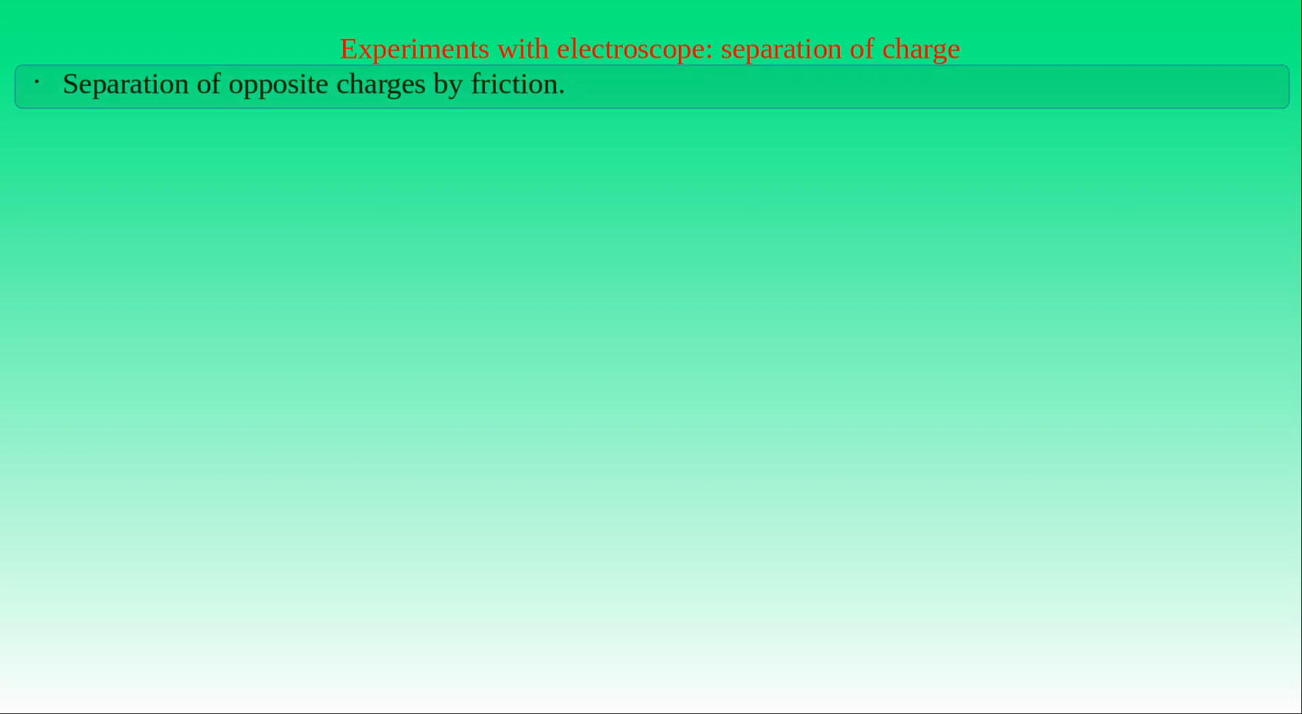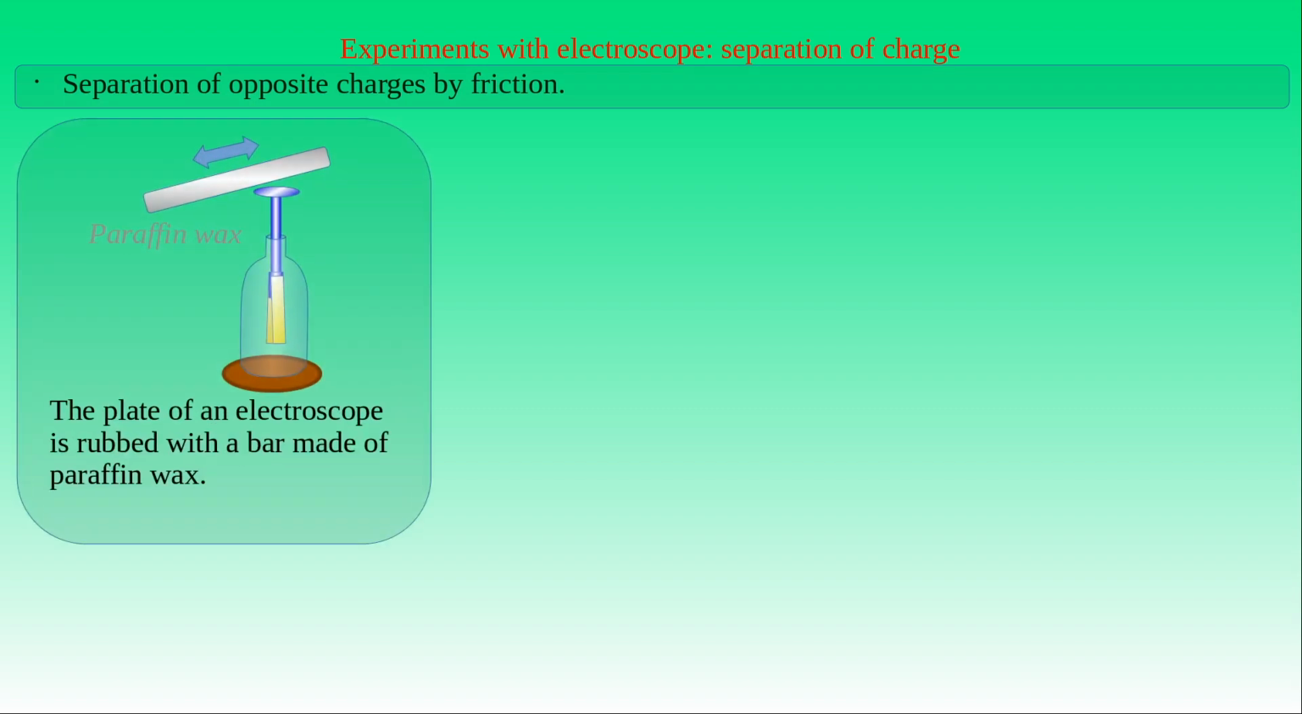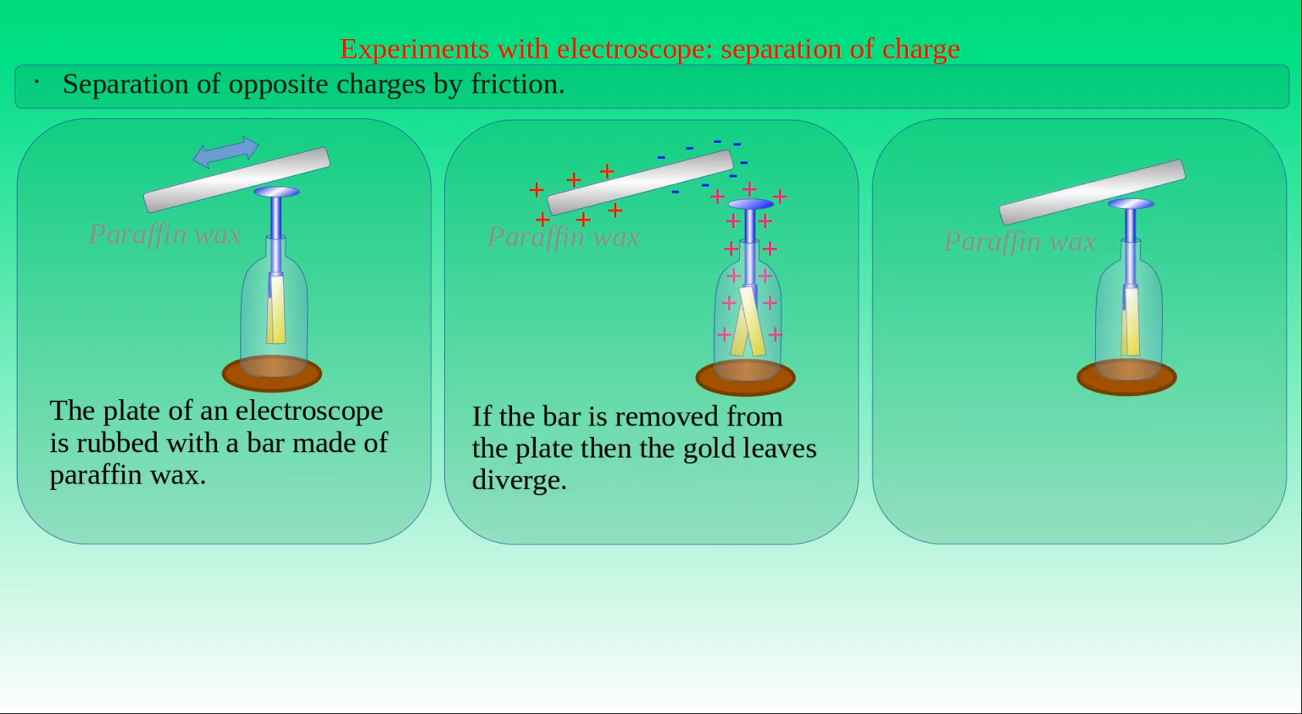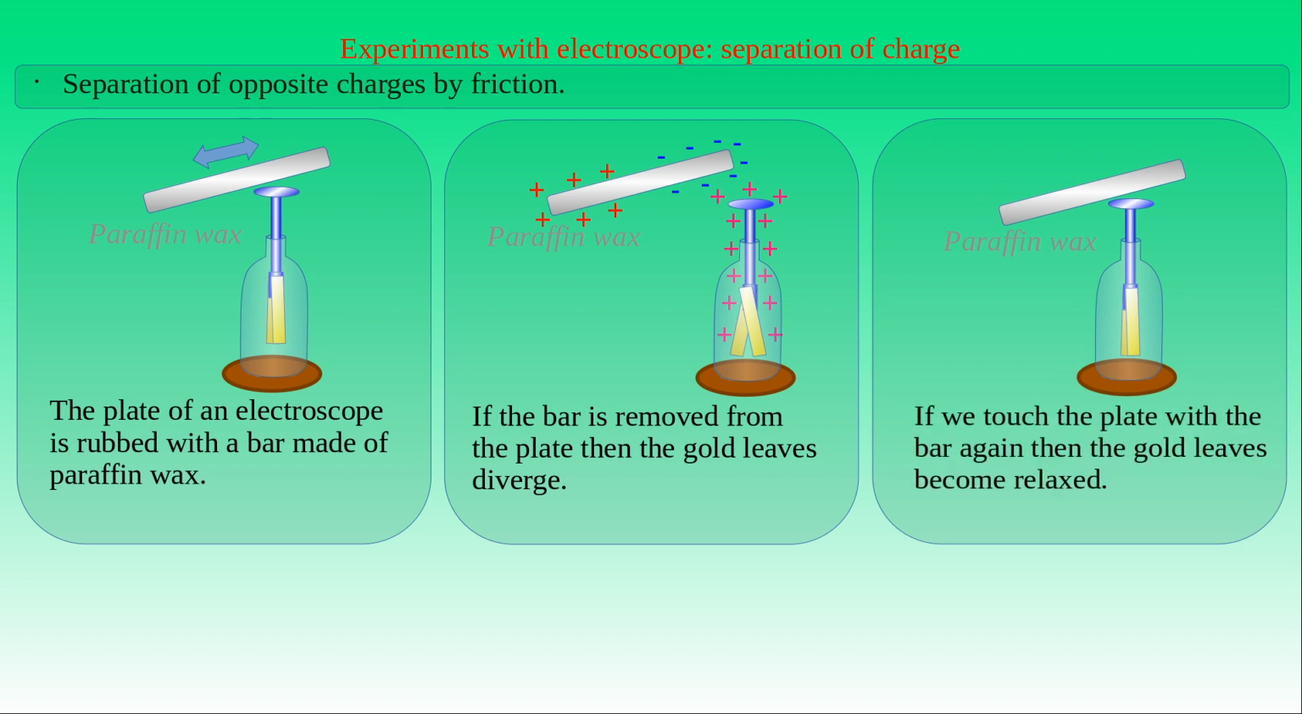We can also use the electroscope in the experiments, where we study the separation of opposite charges by friction. If we rub a paraffin wax bar against the charging plate of an electroscope, and remove the paraffin wax bar from the plate, then the gold leaves of the electroscope will rise. If we touch the charging plate with the paraffin wax bar again, the gold leaves will relax.